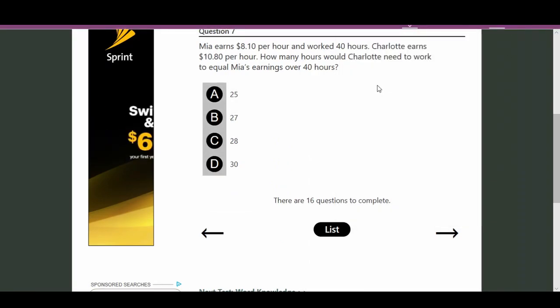All right, number 7 says Mia earns $8.10 per hour and works 40 hours. Charlotte earns $10.80 per hour. How many hours would Charlotte need to work to equal Mia's earnings over 40 hours? So the first thing we need to figure out is how much total Mia earns in a 40-hour work week.